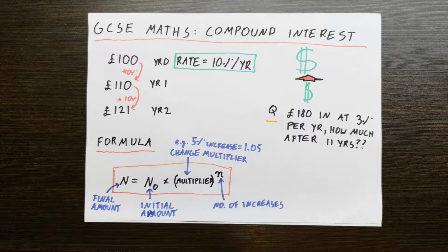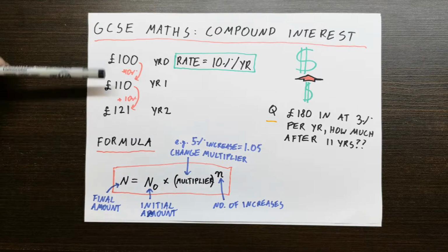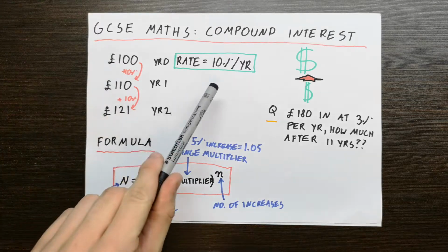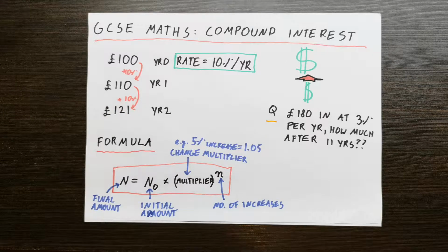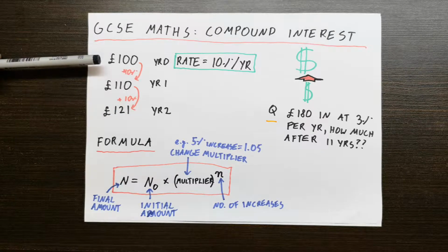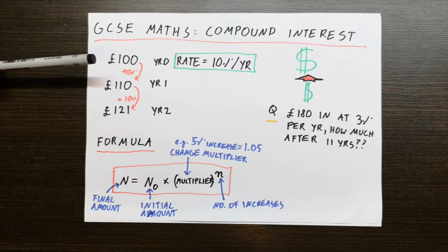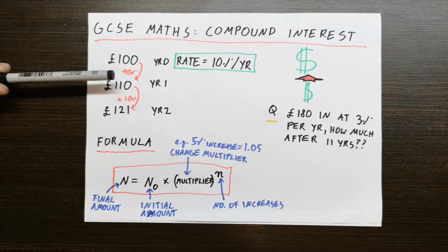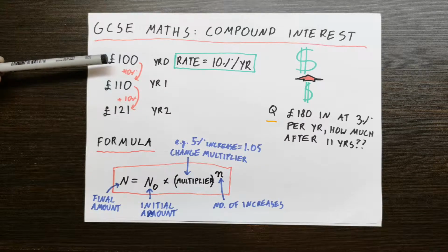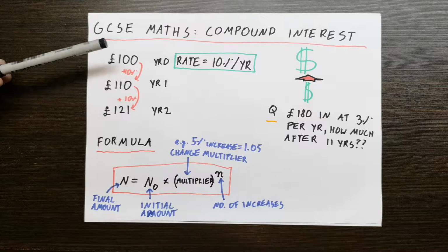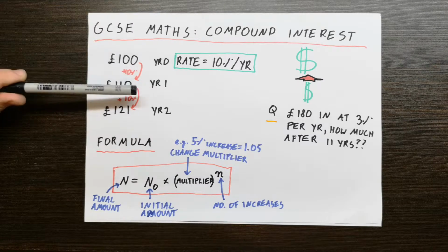So, what is compound interest? Compound interest is the interest that grows based on the previous amount. So it doesn't grow from the original amount like simple interest, it grows from the previous amount. So that works slightly differently. Here I included an example. The interest rate is 10% per year, and we are starting with £100. So we have £100, 10% of that is £10, so we add that on. So £100 plus 10% is £110 after 1 year.